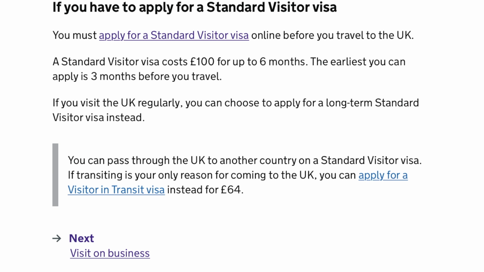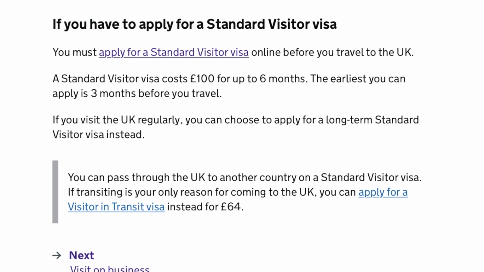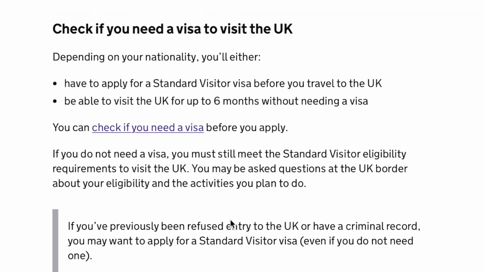If you want to apply for a transit visa instead, it costs only £64. That is, if you can pass through the UK to another country on a standard visitor visa. If transiting is your only reason for coming to the UK, you can apply for a visitor in transit visa instead for £64.